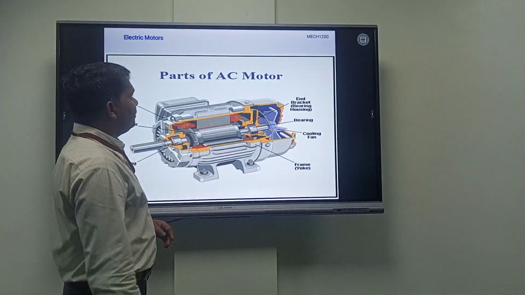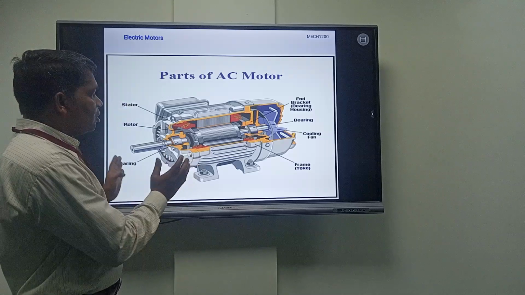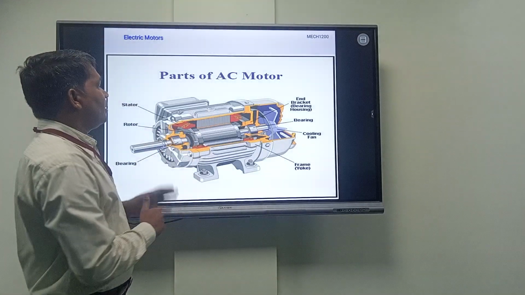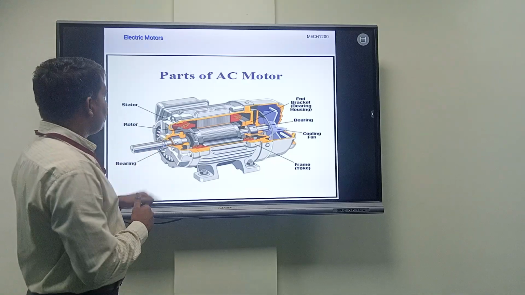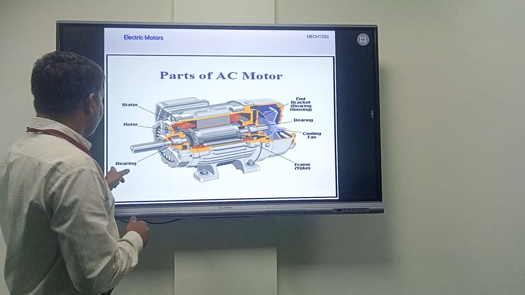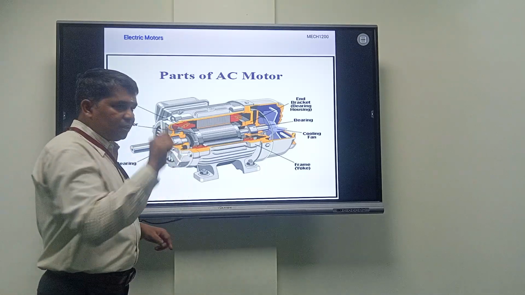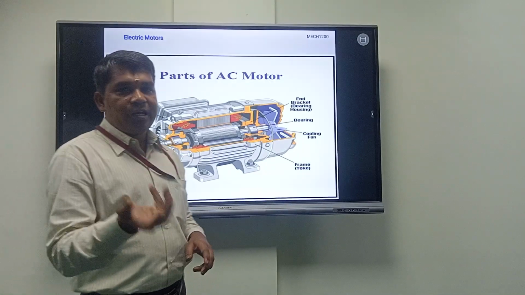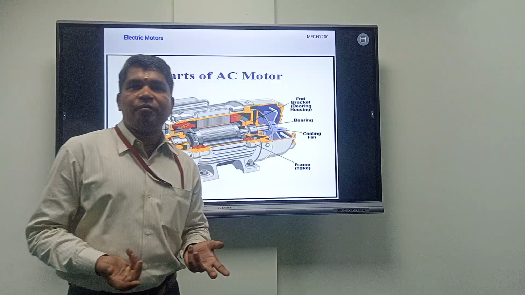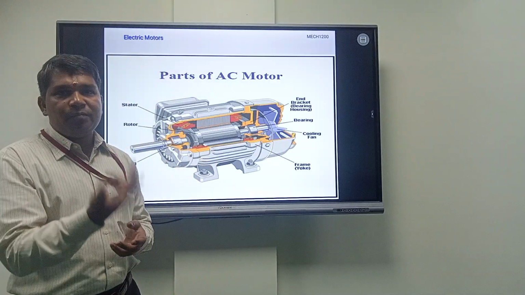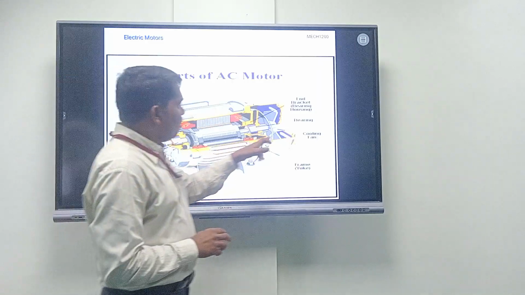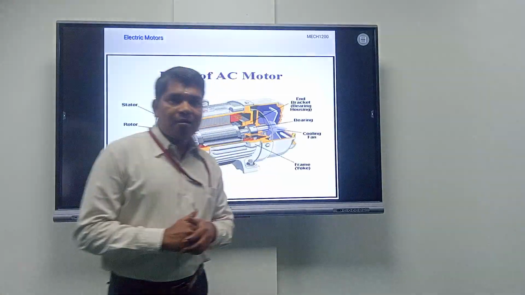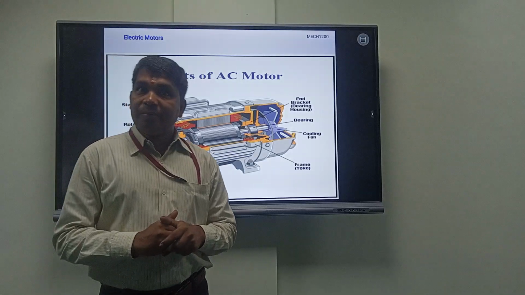Parts of an AC motor are shown here with the complete cut model. This is a cut model of the machine where the stator has been shown and the rotor is here, and the bearing arrangement. Wherever rotation is there, the bearing is always required in order to reduce friction. Also a cooling fan will be provided, because the current will be carried by the conductor.